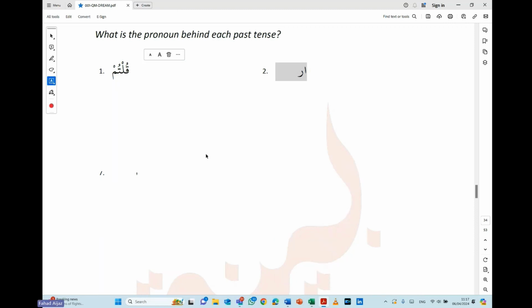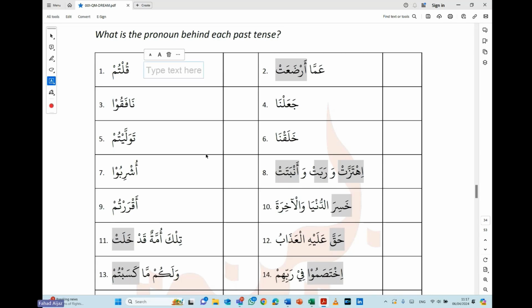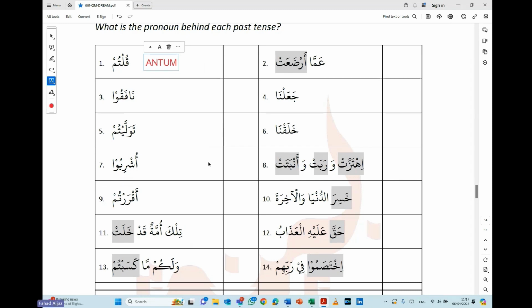Qultum. Which pronoun are we looking for? Let's go with you, Noor, first. What do you think? Antum. Very good. So let's do number three. Wait, Hansa, what do you think?